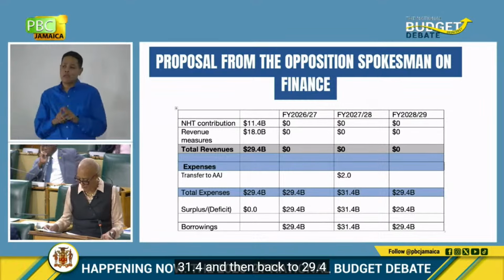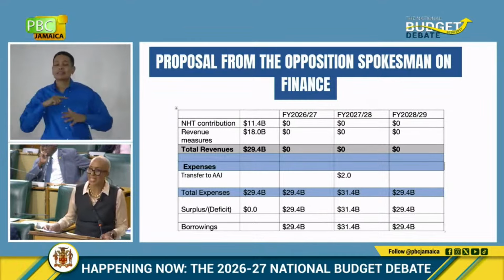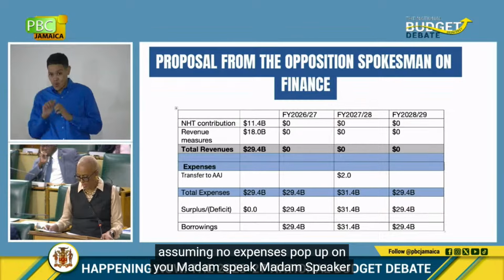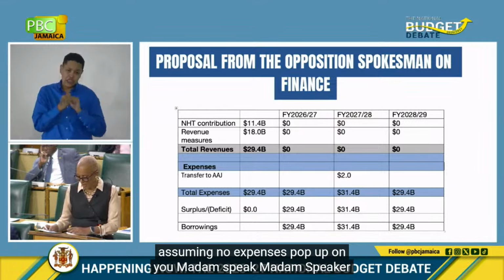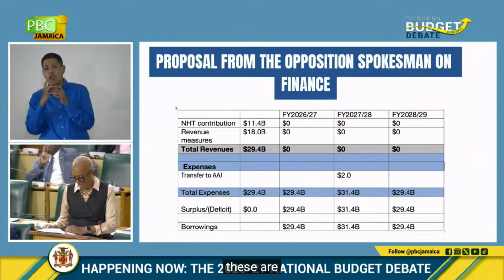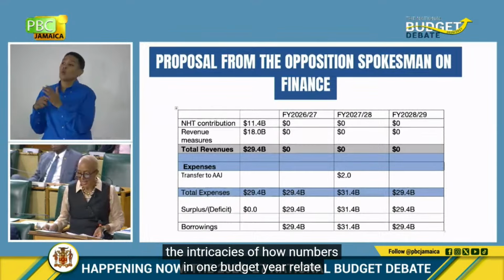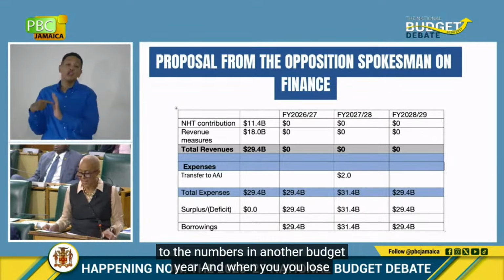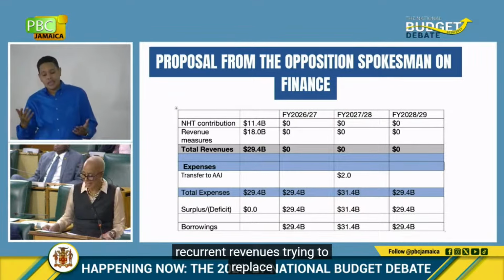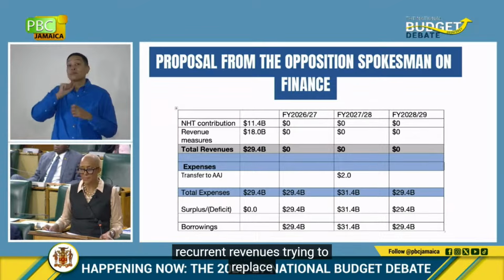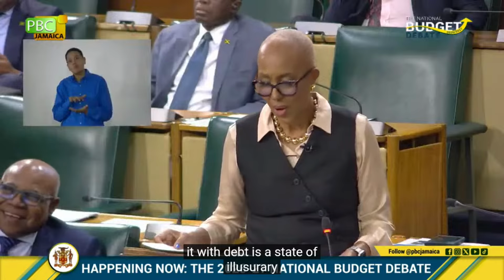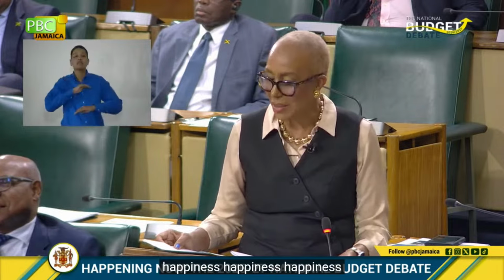Madam Speaker, these are the intricacies of how numbers in one budget year relate to the numbers in another budget year. And when you lose recurrent revenues, trying to replace it with debt is a state of illusory happiness, or false contentment based on misconception or a refusal to accept the truth of a situation.